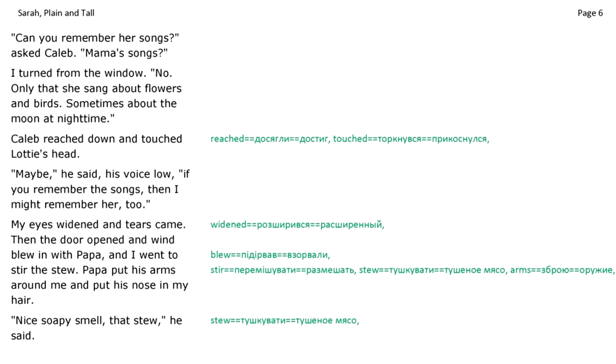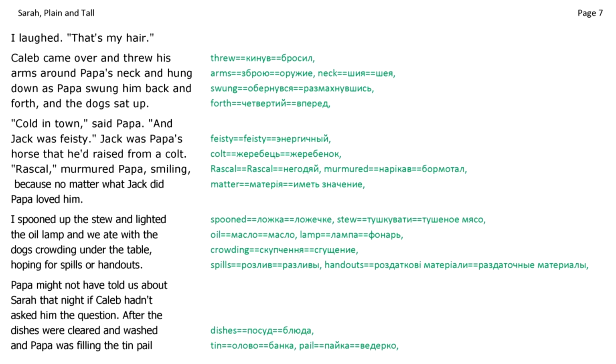Then the door opened and wind blew in with Papa, and I went to stir the stew. Papa put his arms around me and put his nose in my hair. "Nice soapy smell, that stew," he said. I laughed. "That's my hair." Caleb came over and threw his arms around Papa's neck and hung down as Papa swung him back and forth, and the dog sat up.